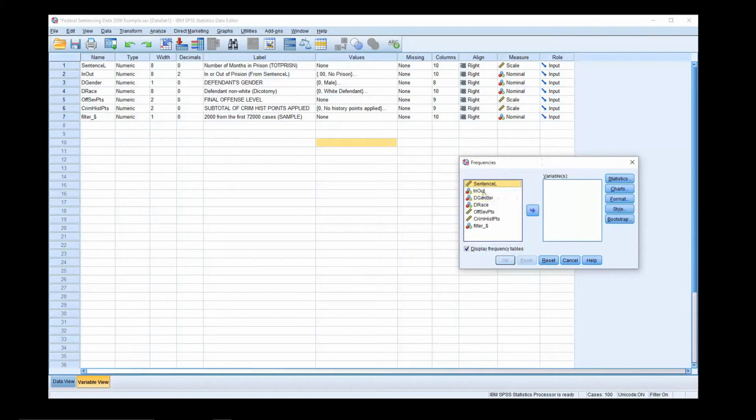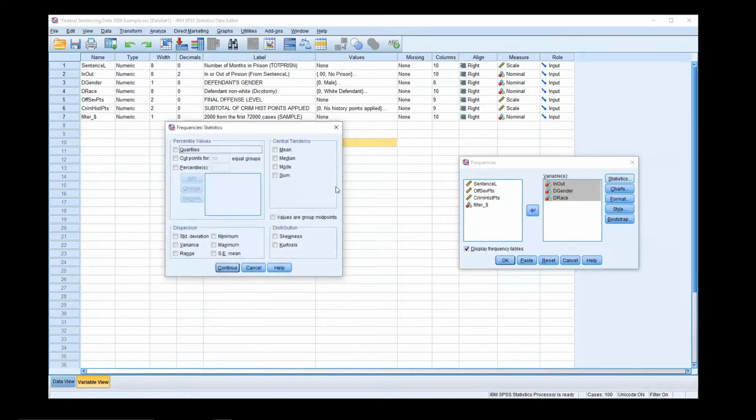Now, the first thing I'm going to do is look at the dichotomous variables. So I'm going to grab in-out, defendant's gender, and race. I'm going to pull those over, and let's get what statistics we would want from those. Now, a mean might not be really helpful here, but I'm going to grab it since they are dichotomous because it actually gives us the percentage. It's an average of 0s and 1s.